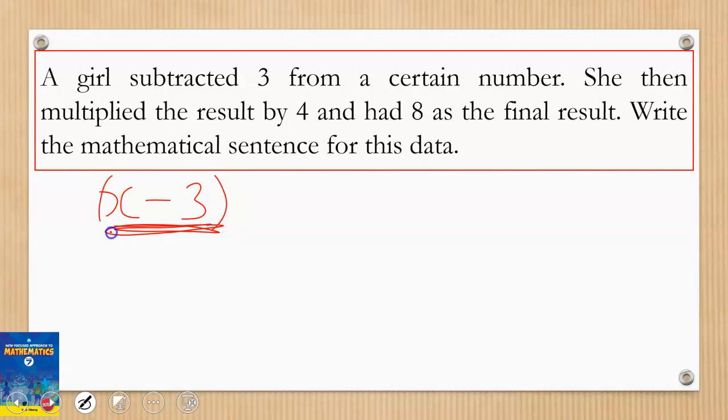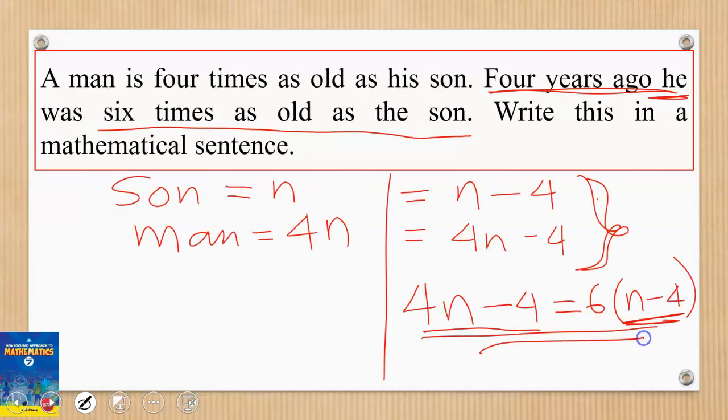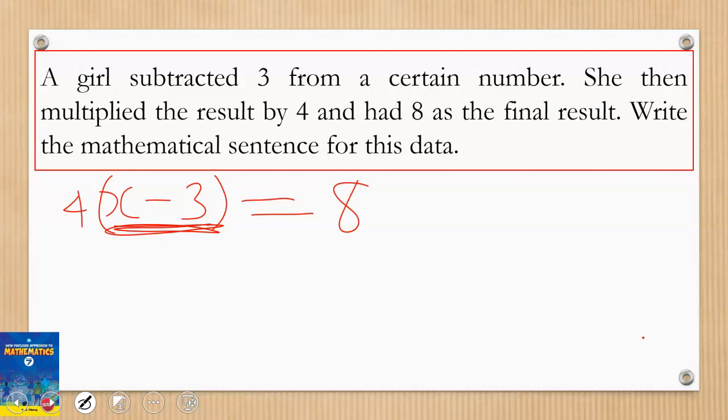She then multiplied the result by 4. After subtracting 3 from the number that she has, whatever be the outcome is x minus 3. She then multiplies everything by 4. So you have to put all together in a bracket, times 4, and add 8 as the final result. So the final result is equal to 8, then we get this mathematical statement, and we call it an equation. The previous one also is an equation. This one is an equation, which in the subsequent pages we'll be looking at how to solve.